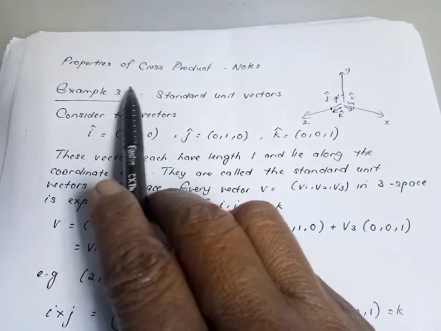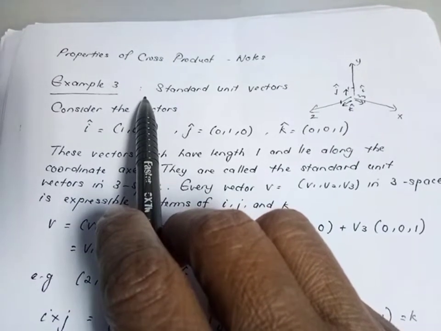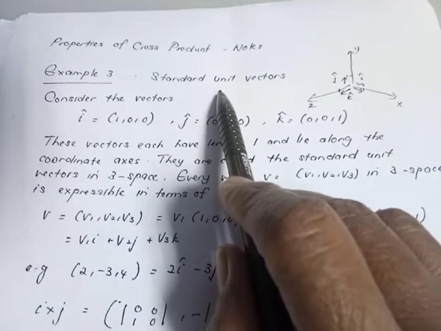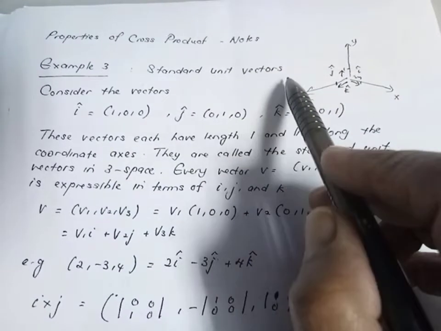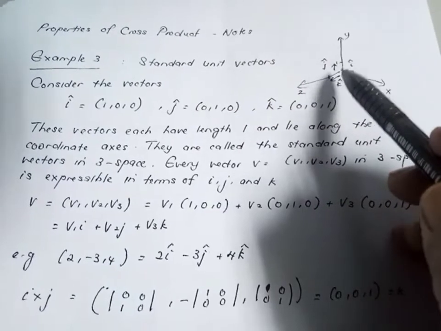Okay, next, properties of cross product. Example, standard unit vectors. A standard unit vector is a unit vector that shows the direction of the given vectors.